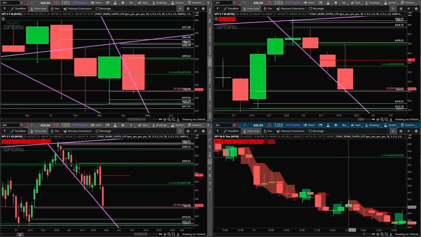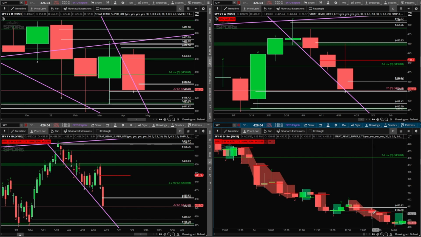So again, here's our 2-2 reversal. Entry under 430.82, price target's 430.18. So I'm probably going to be buying a 430 put. And we go down, down, down, and we just keep going.